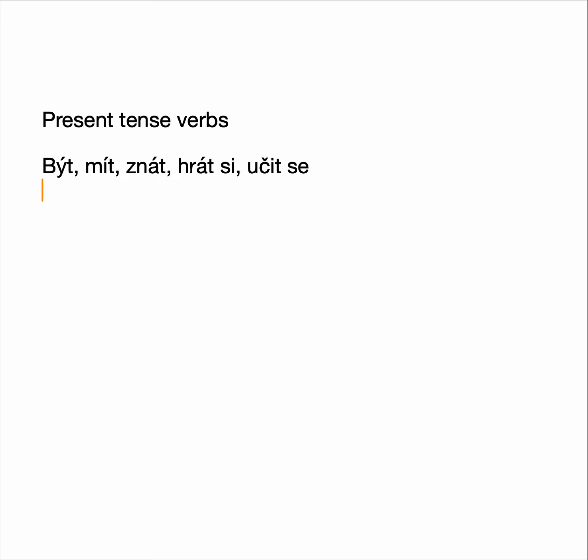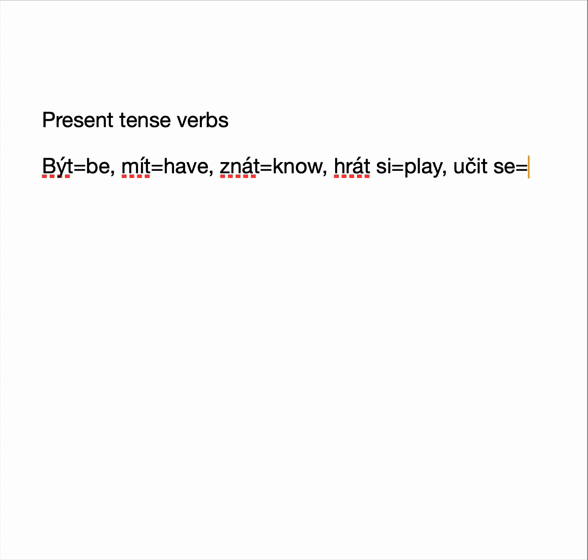Patterns of present tense verbs in Czech. So what do we observe? Let's take the words být, mít, znát, and some reflexive particle ones, hrát si and učit se. These are the infinitive default forms, meaning respectively: be, have, know, play, and learn.